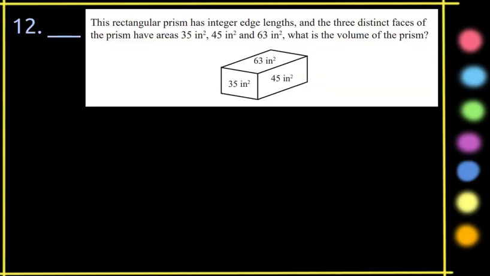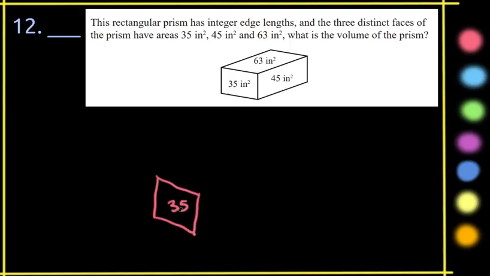All right, let's go ahead and move on to number 12. This one says, this rectangular prism has integer edge lengths, and the three distinct faces of the prism have areas 35, 45, and 63 inches squared. What is the volume of the prism? Okay, so it's nice that they tell us that there's integer edge lengths, because we can basically start looking at the prime factorizations of these areas.